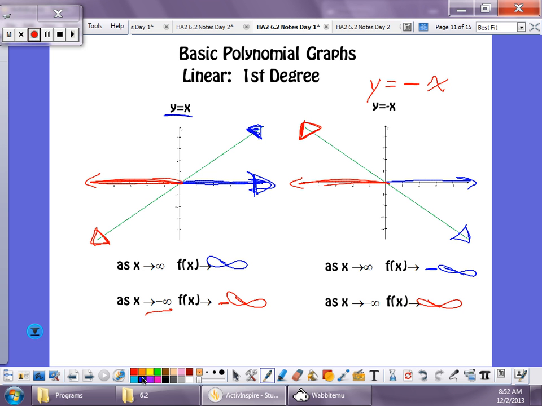What degree is this again, if we have y equals x? What degree? 1. Is 1 an odd or an even number? Odd. Okay, just keep that in mind. So 1, this was odd, and these are the values we got.